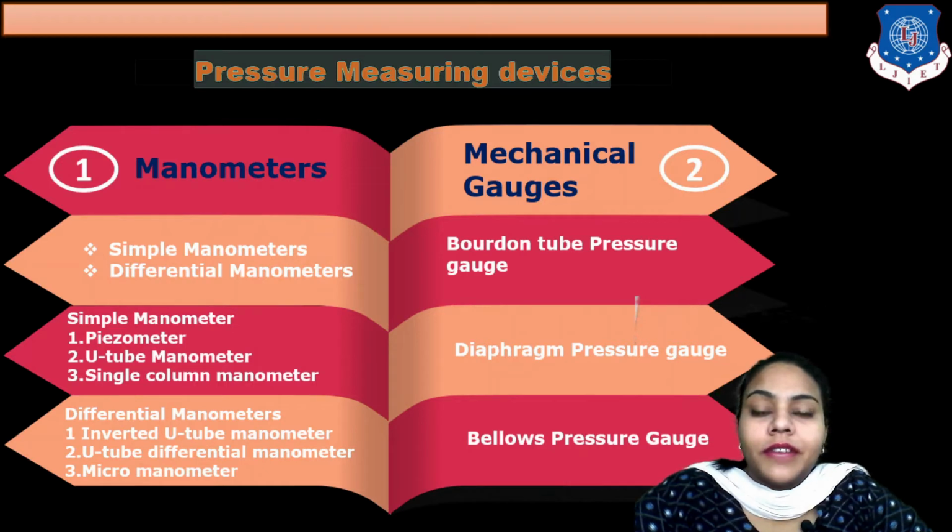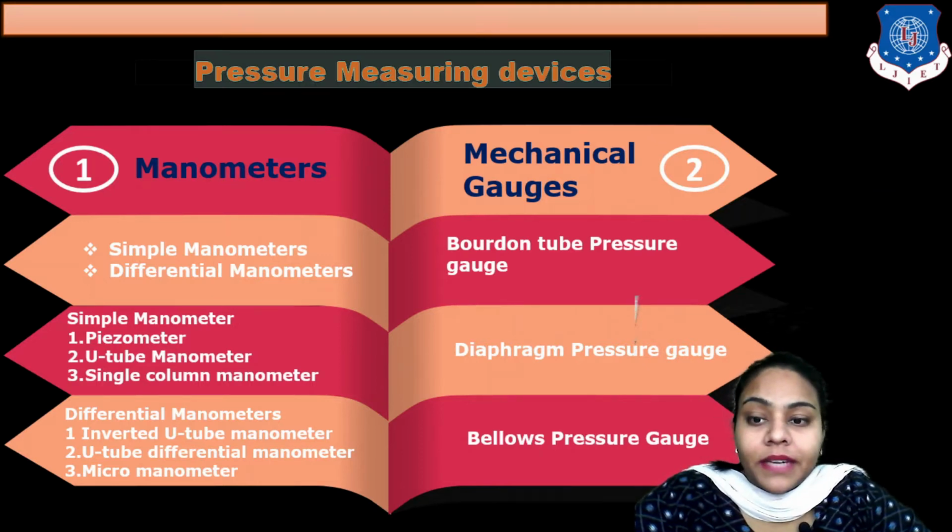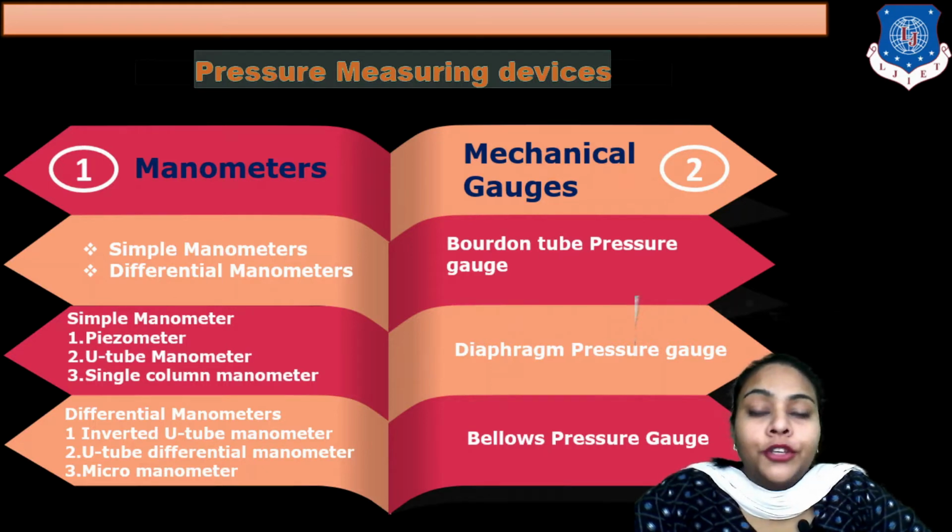The very first device is the manometer, and there are different types of manometer. We already studied them. The first is a simple manometer, and the second is a differential manometer. In a simple manometer, there are subtypes like piezometer, U-tube manometer, and single column manometer. In a differential manometer, the subtypes are inverted U-tube manometer, U-tube differential manometer, and micro manometer.